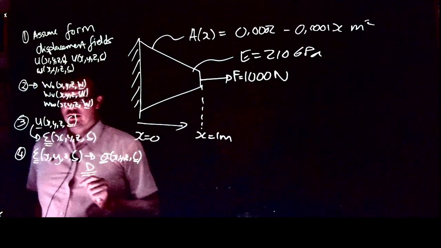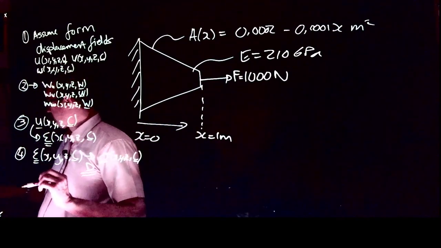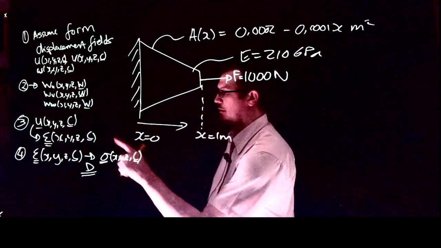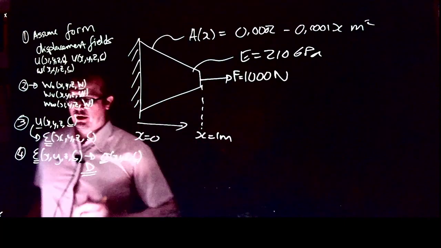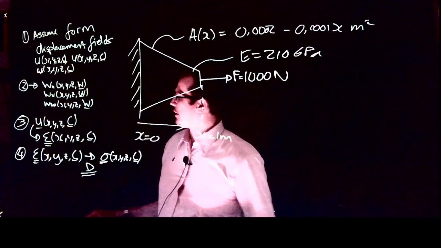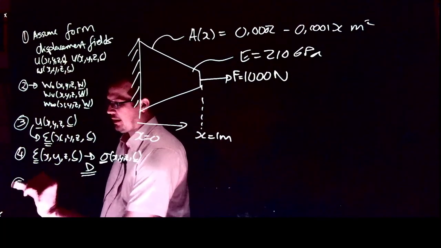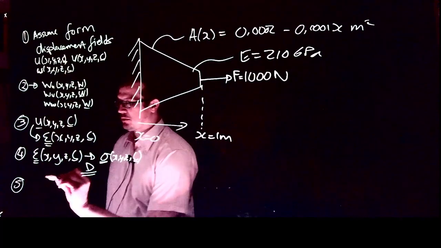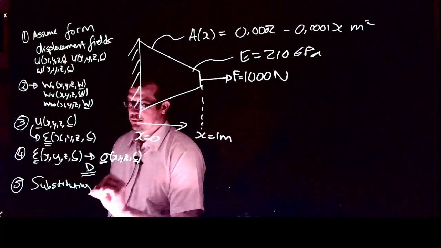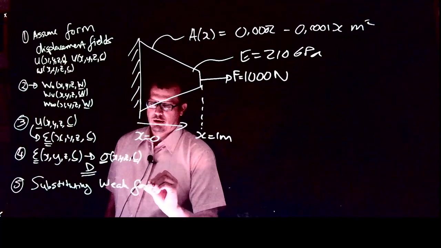Once I've got this, let me just double check that everything is still written here. Okay, everything's still written here. So maybe this is why the shape is not a good idea. I can see it's quite difficult to see actually. Apologies for that. Okay, so that's what I have. And then number 5, I can start substituting it into the weak form and see what we have.